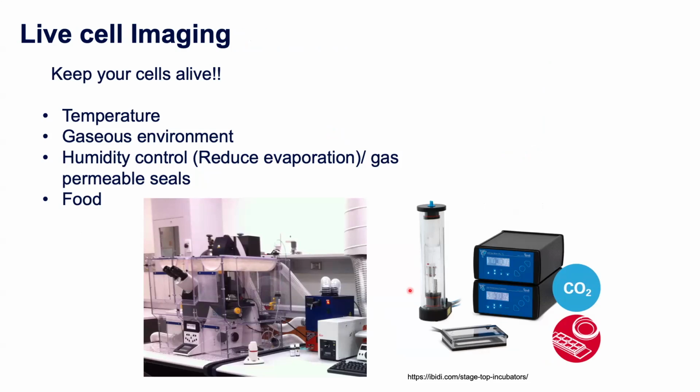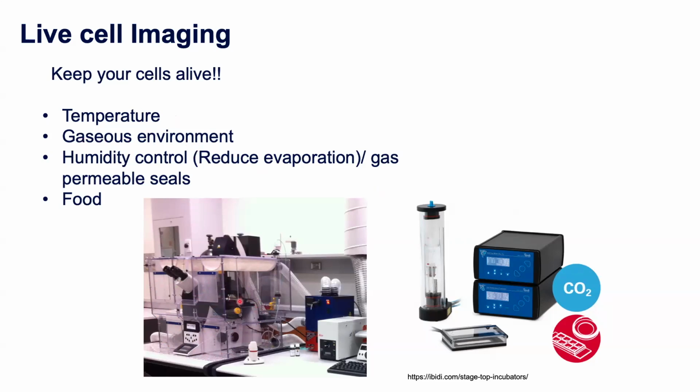So you need to think about how you're going to keep your samples as close to physiological conditions as possible. So things to think about are temperature. In this picture here, we've got a microscope which is surrounded by this perspex box, which allows us to heat the microscope and the sample up to the correct temperature for mammalian cells. That's 37 degrees. We can control the gaseous environment.